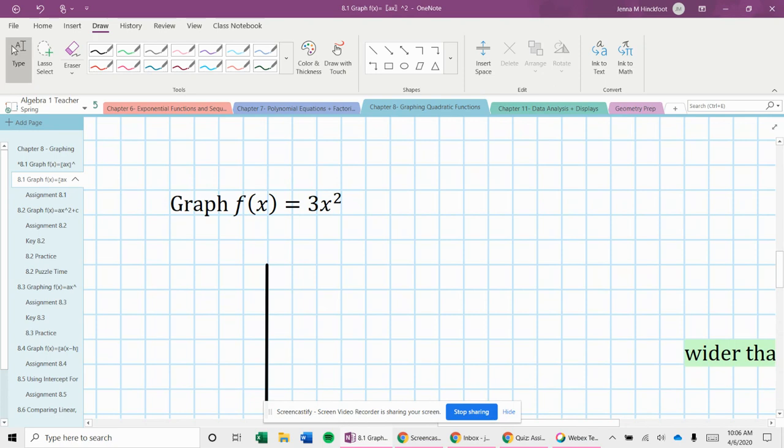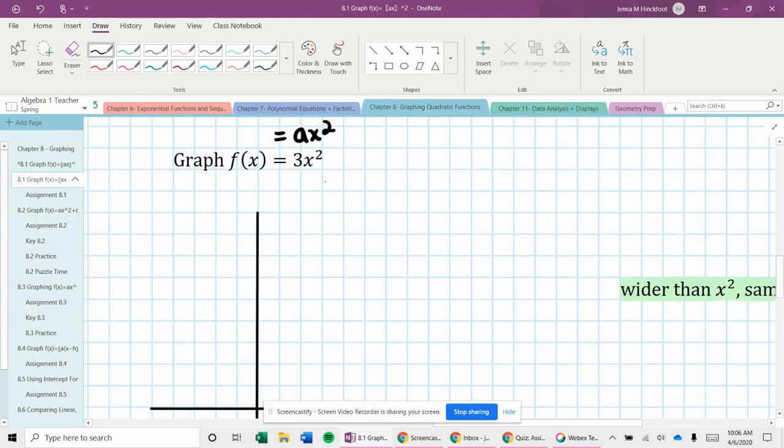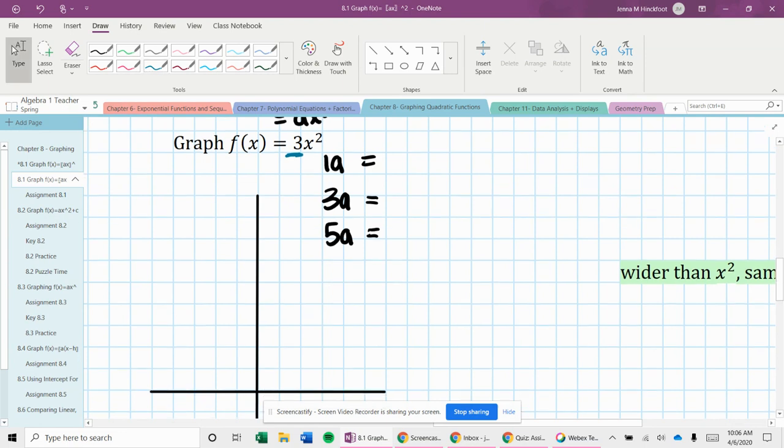So graph f of x equals 3x squared. Your form is ax squared, so whatever the number is in front is your a. The way you're going to graph is by using three things: 1a, 3a, 5a. That means you're taking your a, which in this case is our 3, and just multiplying it by those three numbers.